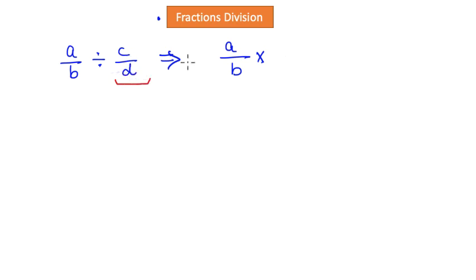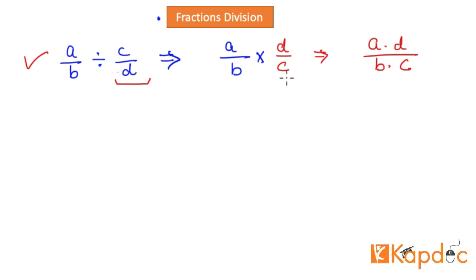So c over d, the inverse of that will be d over c. And now this is your multiplication problem, and the answer to this would be a times d over b times c. So this is how you solve any fraction division problem, by first converting it into a multiplication problem by simply finding the inverse of the divisor. We are not going to go into the details or the proof of this because we have already done that in our lower grades. But now let us apply this fundamental to solve some word problems related to fraction division.